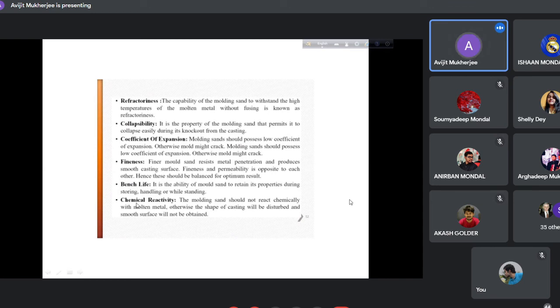And reactivity: it must not be very reactive with other substances, particularly with molten metal. If the sand particle is chemically active with the molten metal, say we are pouring aluminium, bronze, cast iron, or mild steel, and that particular sand has a chemical tendency to react with that material, then a chemical reaction will take place. And obviously, you may understand, many defects and errors will occur. So chemical inertness is desired.